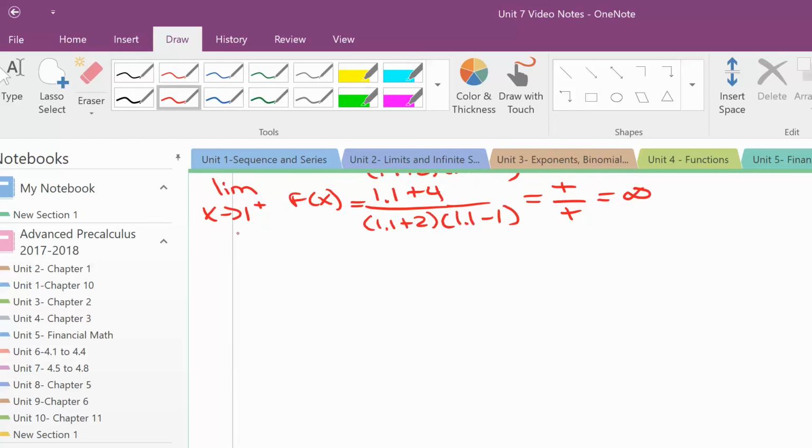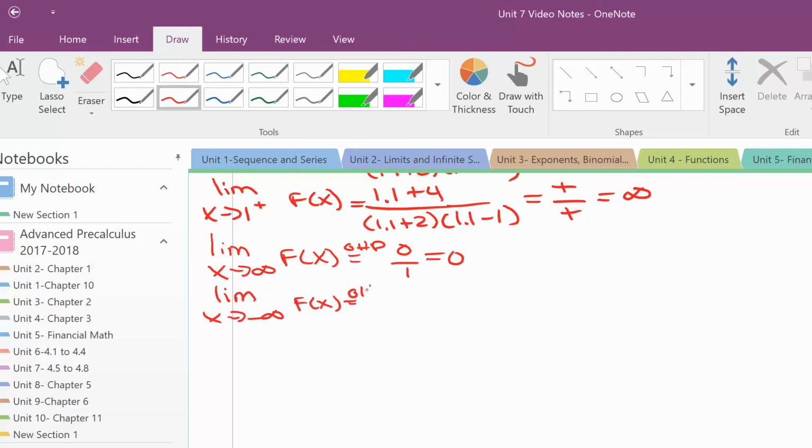So then the end behavior limit as x approaches infinity, well, as you observe highest powers, notice it's x squared over x to the third, or in this case it's x over x squared. So it's going to be 0 over 1, which is 0. So the limit as x approaches infinity and negative infinity is equal to 0, which means that your horizontal asymptote is at y equals 0.